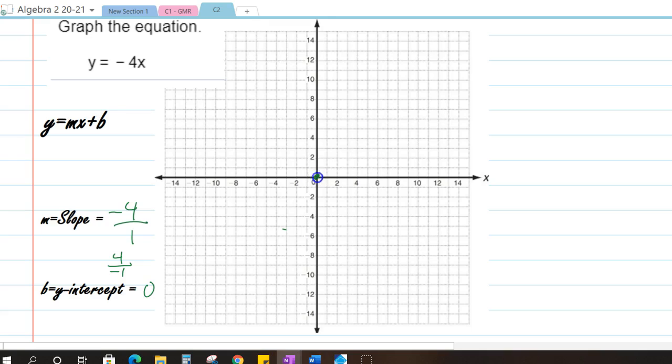Put a dot at 0. Now your slope is negative 4 over 1. That means you're going to fall 1, 2, 3, 4, and you can go over 1. You can go in the opposite direction. Instead of falling and moving to the right, I can rise 1, 2, 3, 4, and move to the left. I have my 3 dots. I draw a line, and it should look something like that.